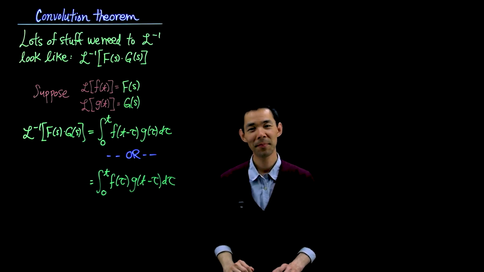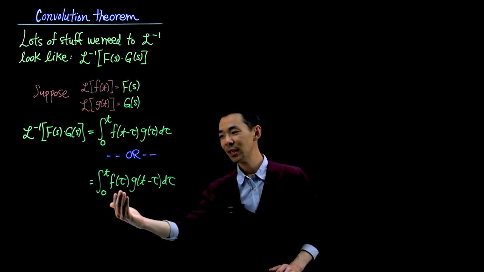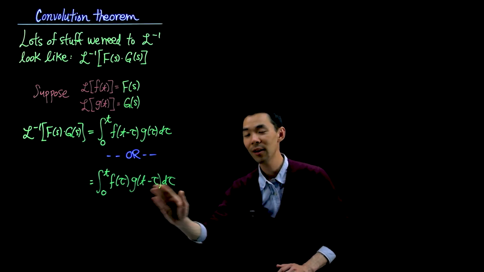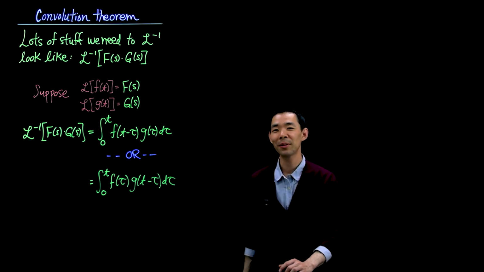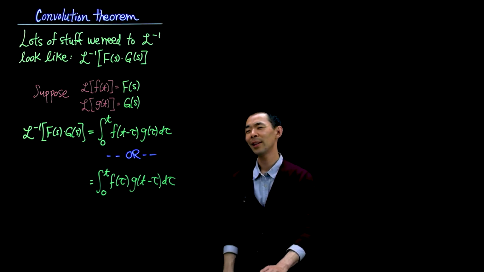Kind of weird. Alternatively, you can write it in this way, where you don't shift in the f function, so you keep f as just f of tau, but now you shift the g function here by t minus tau, d tau integrated from 0 to t. A little bit weird, right?